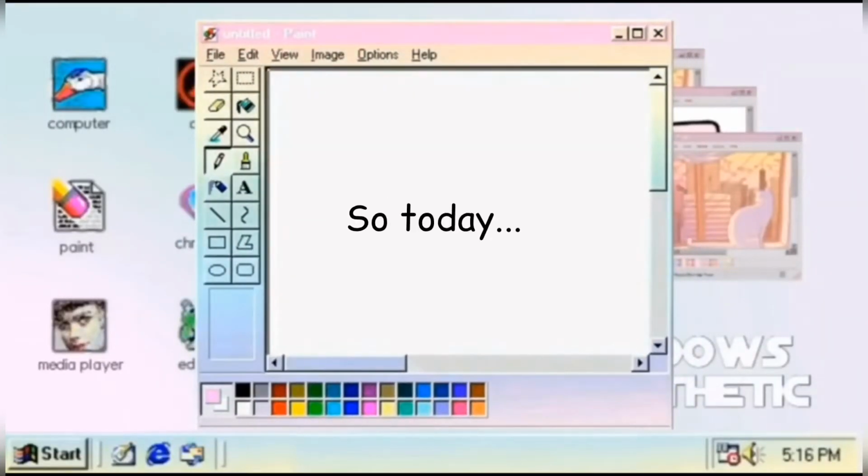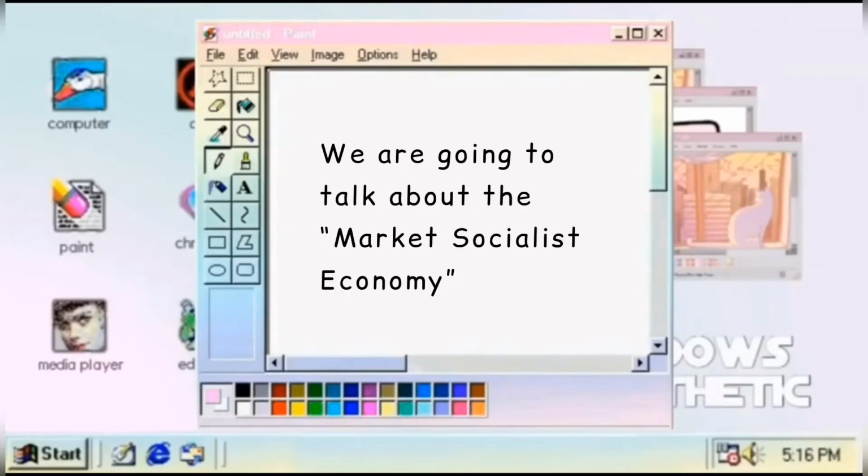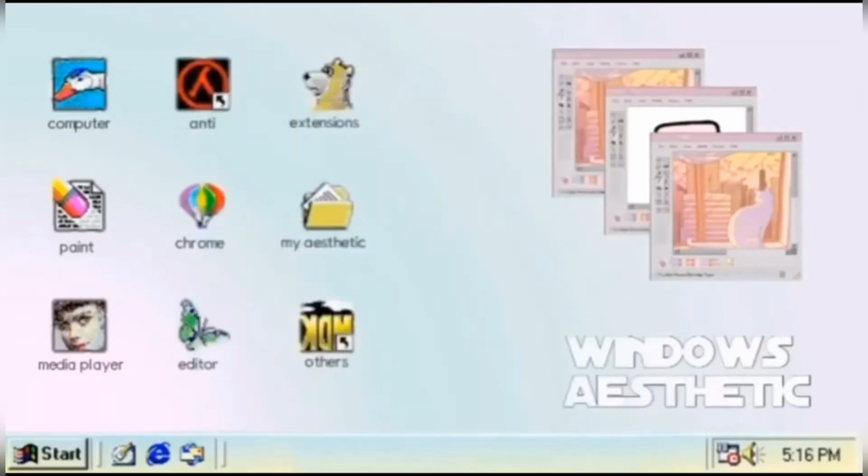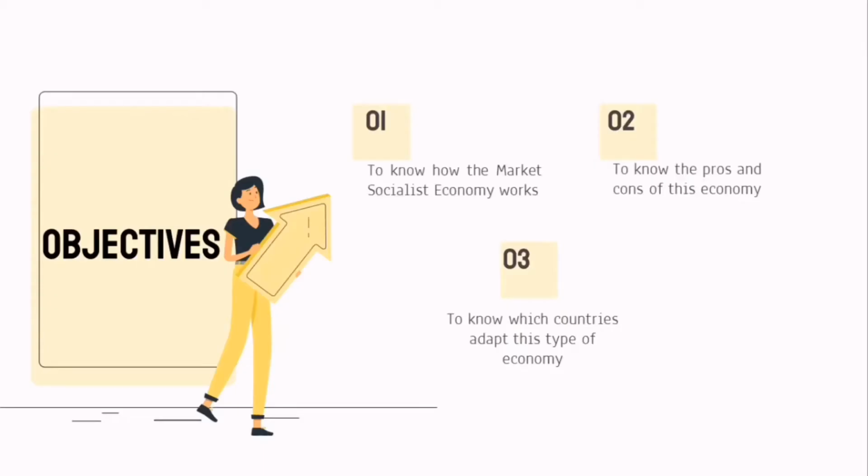Welcome back. So today, we're going to be talking about the market socialist economy. By the end of this lesson, we will be able to know how the market socialist economy works, the pros and cons, and the nations or countries adopting this type of economy.